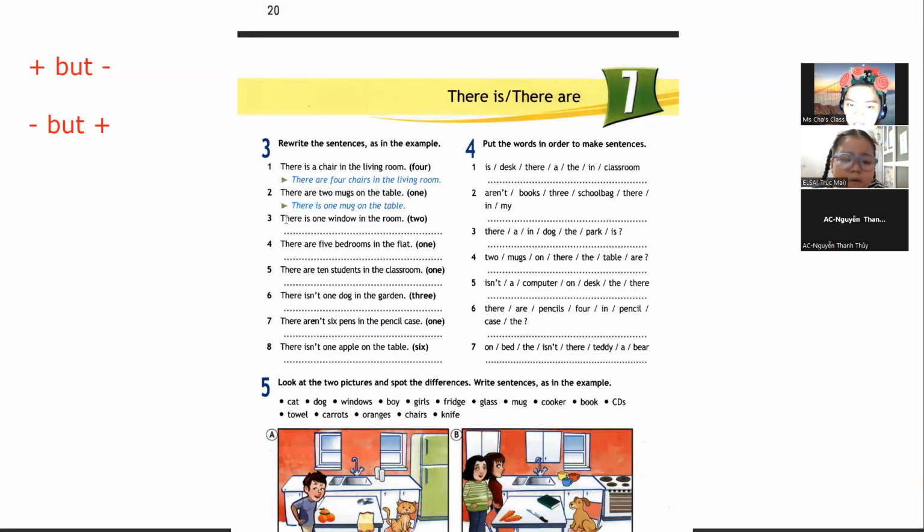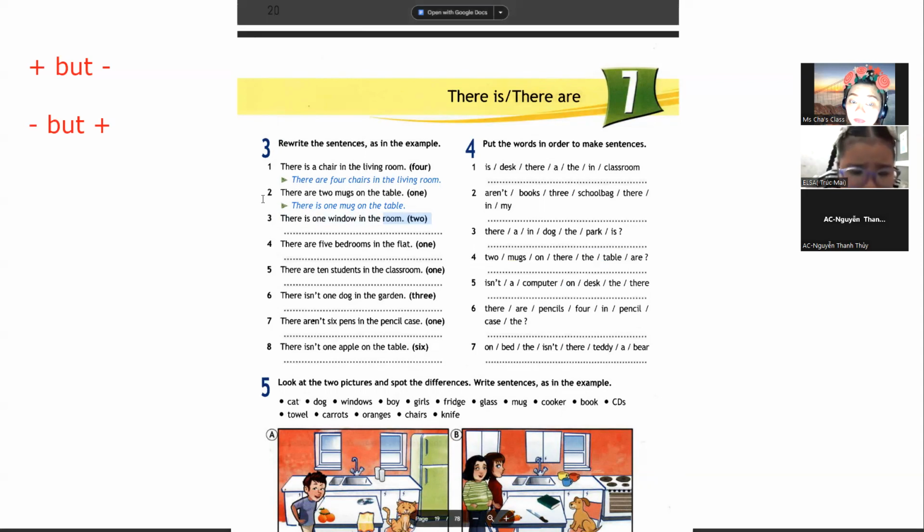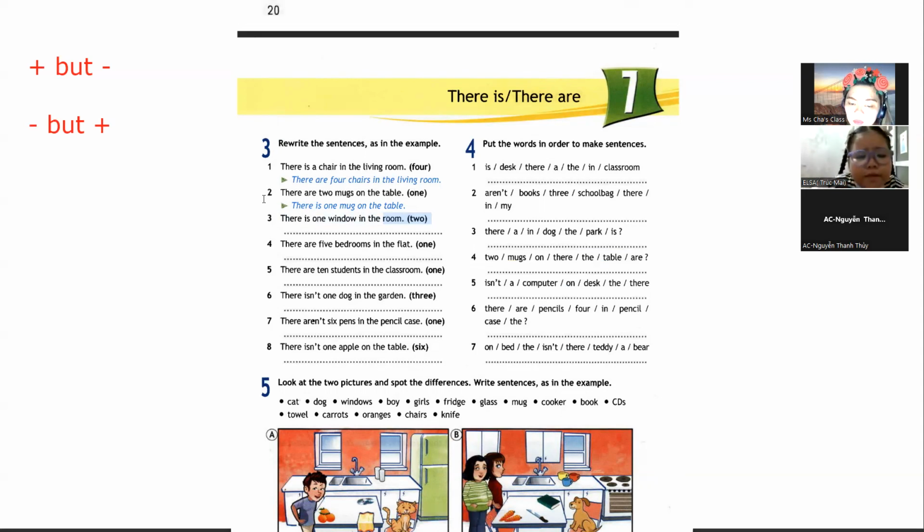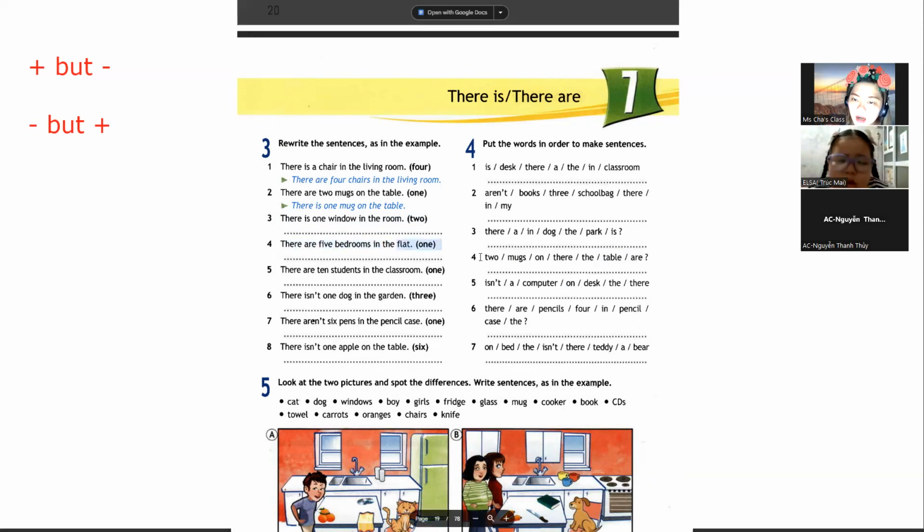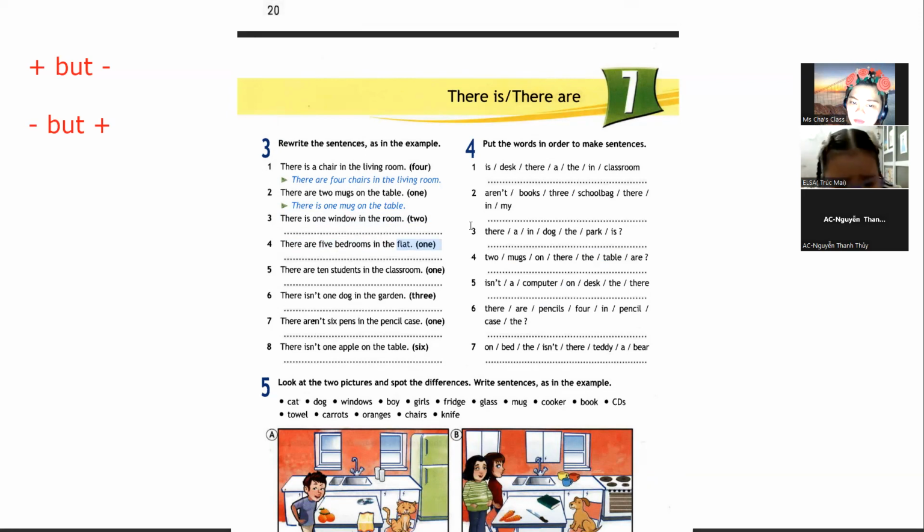Number 3, there is a window in the room. How can you make your noun into plural form? There are 2 windows in the room. Number 4, there are 5 bedrooms in the flat or apartment. Elsa, make 5 into 1. It will become there is a bedroom in the flat. Go ahead. There are 10 students in the classroom. Make it into singular form.